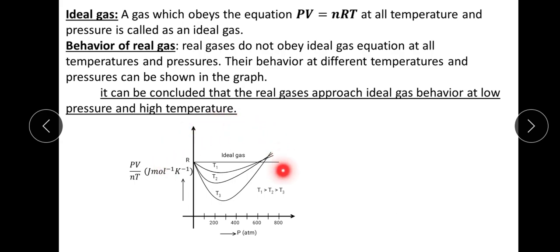That is why from this graph we can conclude that the real gases approach the ideal gas behavior only at low pressure and high temperatures. Okay, at high temperatures and at low pressure, this curve is very near to ideal gas behavior. So the conclusion is this: the real gases approach the ideal gas behavior at low pressure and high temperatures, and at lower values of temperature, the behavior differs from that of an ideal gas. You can observe this from this graph.